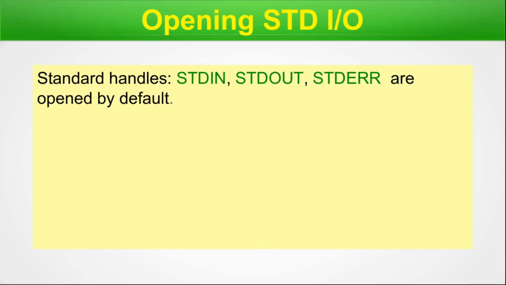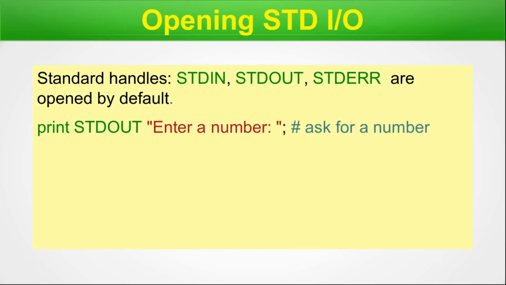Standard handles like STDIN, which comes from the keyboard, and STDOUT or STDERR, which are the output display messages that go to the monitor, are opened by default. These are predefined, so you don't have to define them. These 3 file handles are predefined in Perl. So we can write print STDOUT enter a number. This will go to the monitor and print. It is the same as print enter a name, but explicitly we can use STDOUT as a file handle.